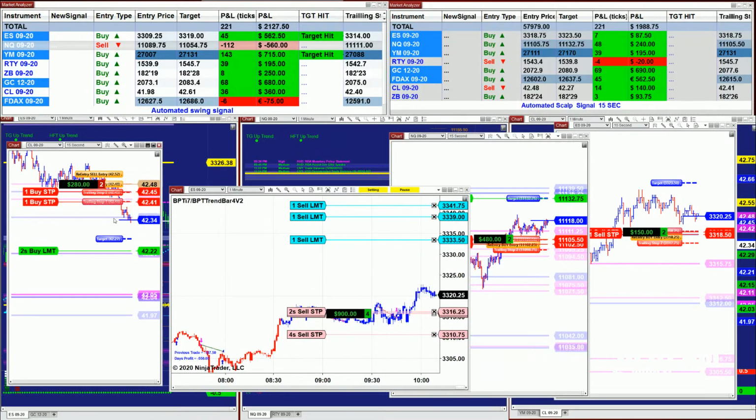On the ES, if we are breaking this resistance, on the CL, I apologize, on the CL, if we break that support area, we're going down to the 42.22.